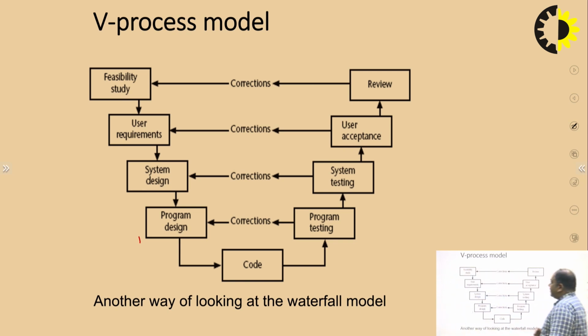So, feasibility study, user requirement, system design, program design, and after the program design we do the code. After coding, we do testing, and if in testing we see that some corrections are required, then in program testing we make corrections in the program design. If we do system testing and any corrections are required, then those corrections can be done in the system design.